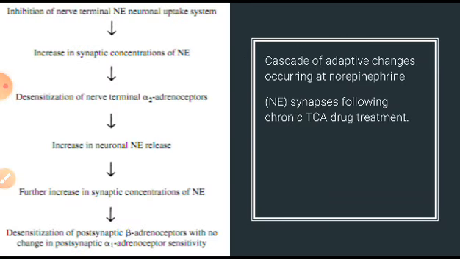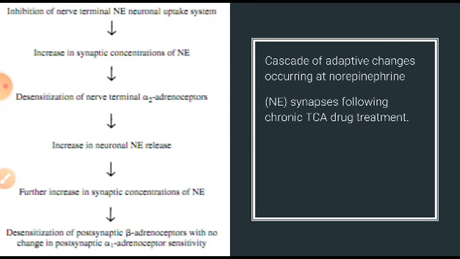I would like to give you one flow chart here which can help you better. This is the cascade of adaptive changes occurring at the norepinephrine synapse. You can see inhibition of the nerve terminal norepinephrine neuronal uptake system. Then what happens? Increase in synaptic concentration of noradrenaline, which then desensitizes the nerve terminal alpha-2 adrenoceptors. You might remember what the alpha-2 does. Increase in neuronal noradrenaline release.